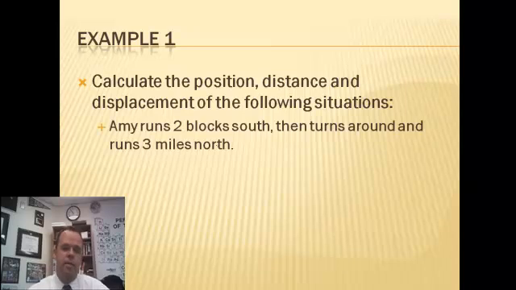Okay, let's look at another example here. Amy runs 2 blocks south, then turns around and runs 3. Let's do these both as blocks. Didn't mean to do miles and blocks. So we go 2 blocks south, then turn around and go 3 north.